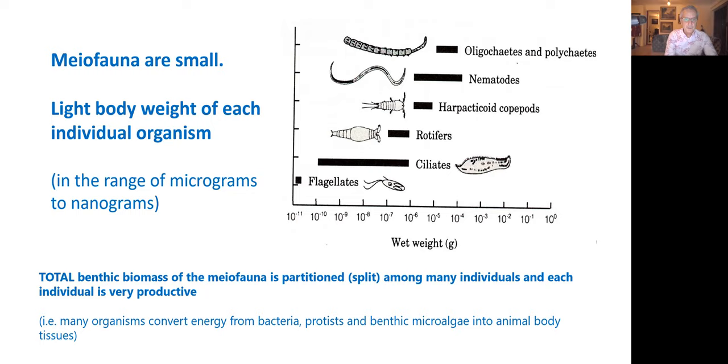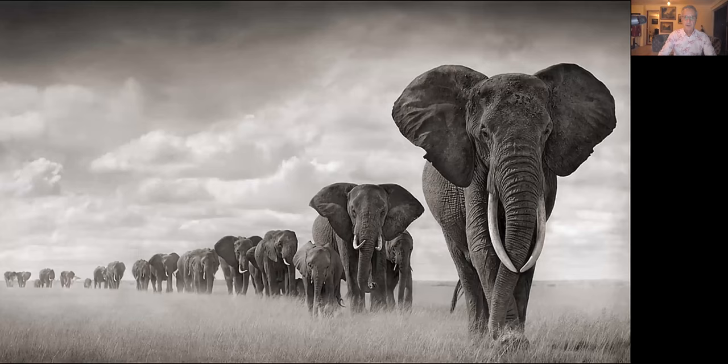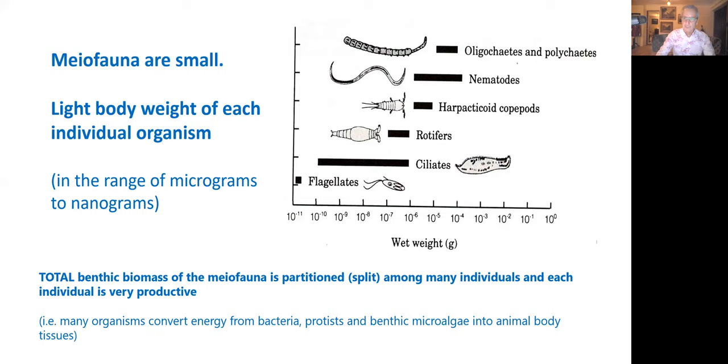Essentially, if you want to create a kilogram of biomass of meiofauna, because they're all so small and weigh so little, look at those, 0.001 gram, 0.00001, and it goes on, you have to chuck in a lot of nematodes for a kilogram of meiofauna. In other words, if you want to create, let's say, 10 tons of animal biomass, you might use this one here and this one and that one, let's say three elephants. But you would actually need a quasillion nematodes.